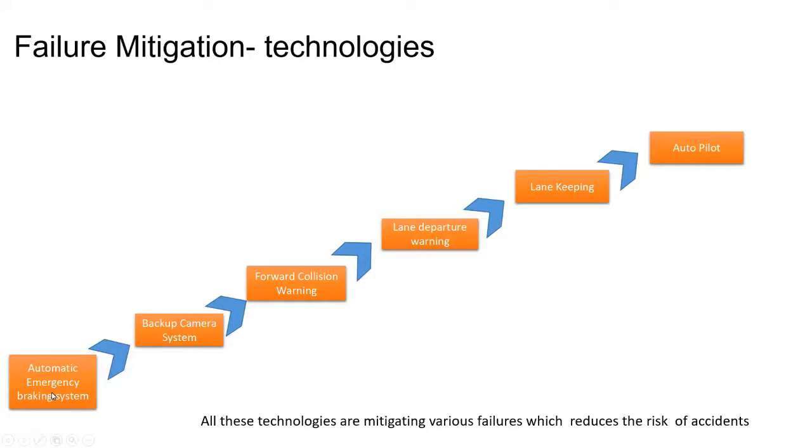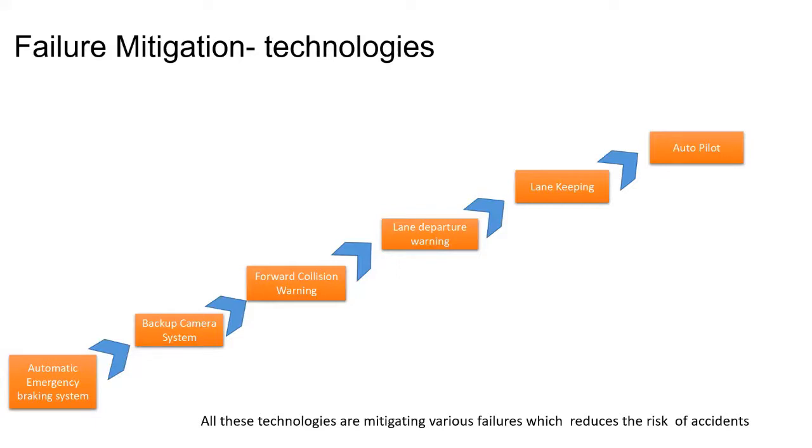That's where ABS started. Now we have backup cameras and systems, which are very good for safety. It's very useful. We have forward collision warning systems, where before you go into an accident or you're going to hit something, it gives you a warning, but the driver still has to act to get out of it. Lane departure warning: if you are moving out of the lane, it will warn you. In those things, the driver is warned and the driver has to take action.